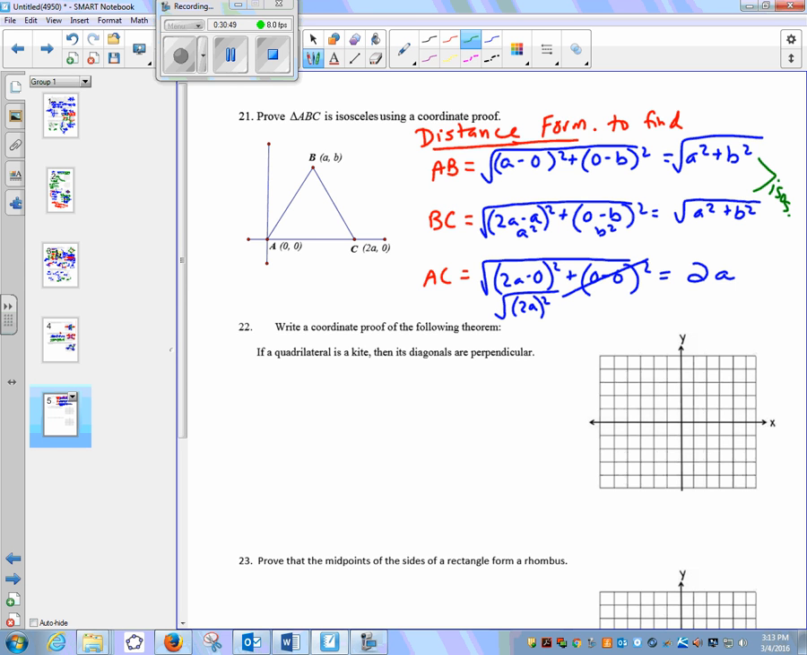Again, with a coordinate proof, you need a statement. Since AB equals BC, then triangle ABC is isosceles.